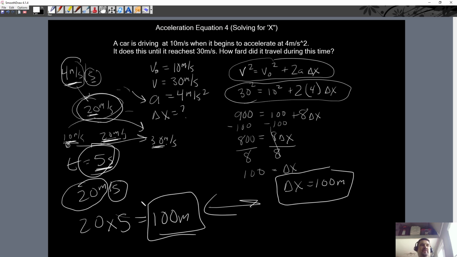If this way is easier for you, great. Then you got a physics mind, man. That means you have a really true grasp of how physics works. And hopefully this made sense to you too.